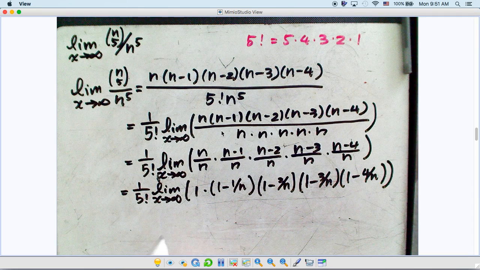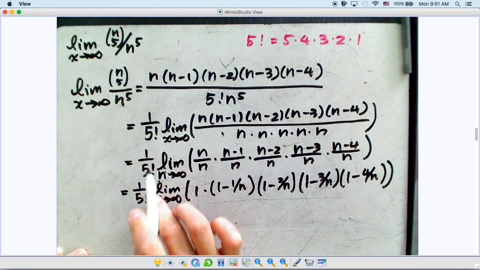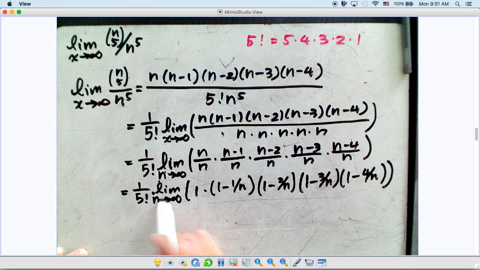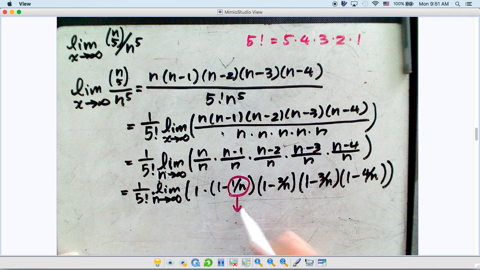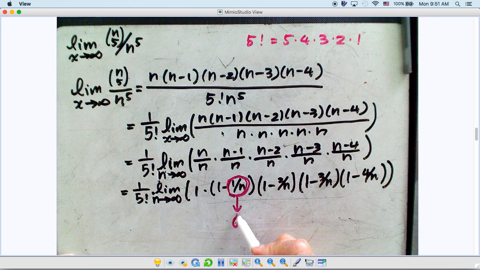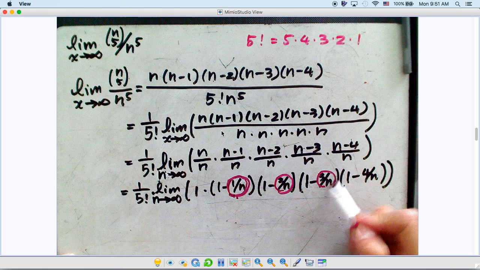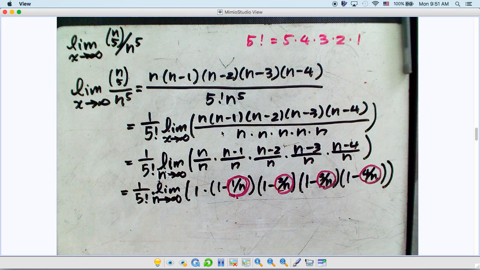Now, as n approaches, oh, I'm sorry, this should be n, because I'm using n. As n goes to infinity, this part gets closer and closer to 0, because as n gets bigger and bigger and closer to infinity, this entire fraction gets closer and closer to 0. So does 2 over n, so does 3 over n, so does 4 over n.